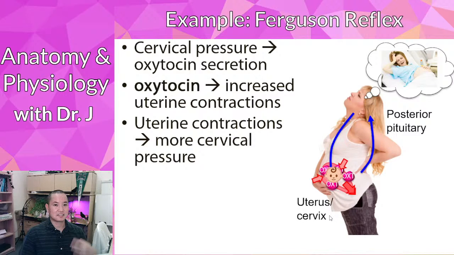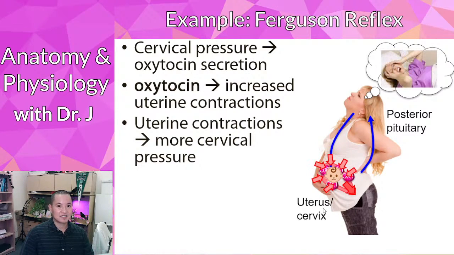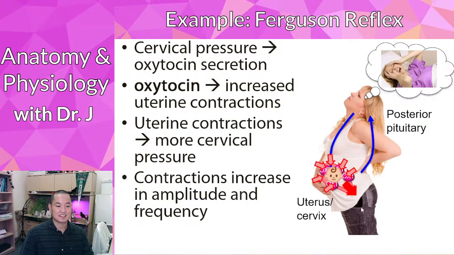More oxytocin triggers faster and stronger contractions. More contractions with more pressure stimulates that cervix even more. So this is why these contractions during labor start to increase in amplitude and frequency. It's all due to, or I should say primarily caused by, a positive feedback loop with oxytocin. So what we see is that oxytocin is starting to build up and build up and build up.